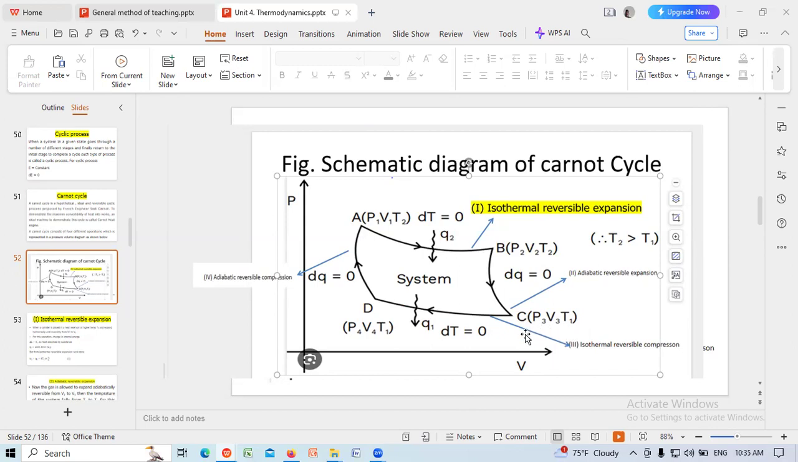Pressure and volume change to P4, V4, and temperature is constant. That's why dT equals 0. This is the isothermal reversible compression. D to A: pressure and volume change to P1, V1, and temperature is T2. Adiabatic reversible compression.